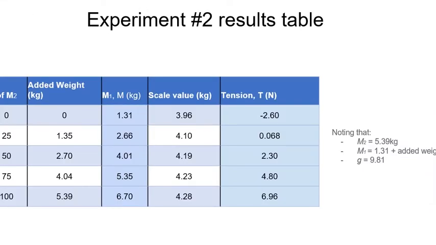It is shown on the experiment table that different percentages of the total mass of M2 were used, seen on the far left of the table. Also, the second value in the tension column seems to be out of place, considering the other values. The calculations that are later seen confirm that the unusual value is valid.